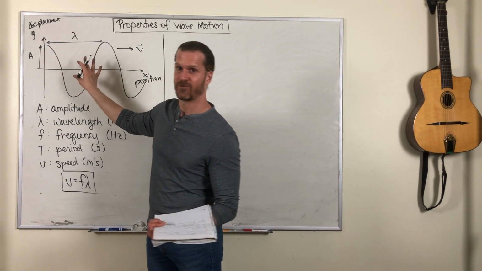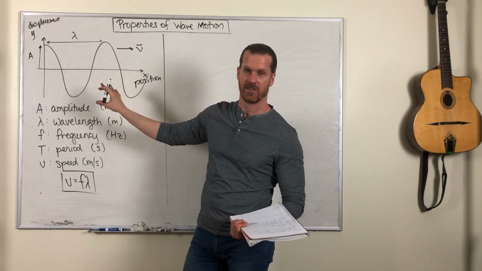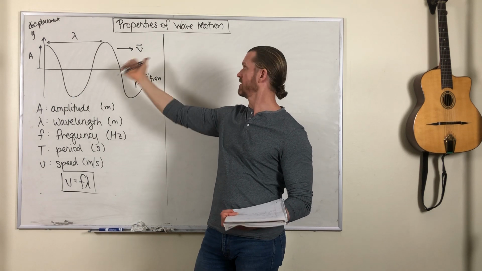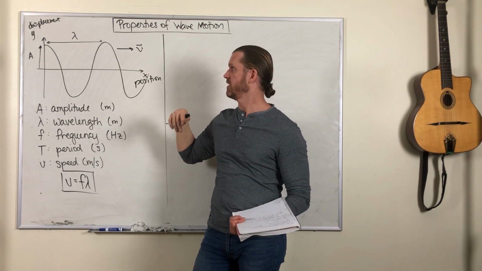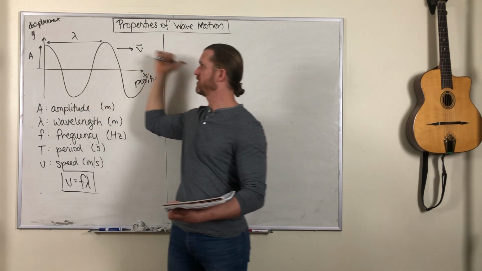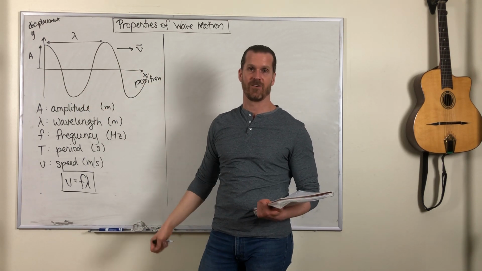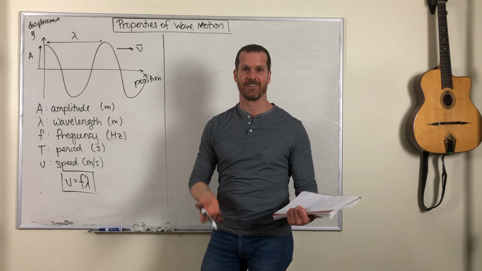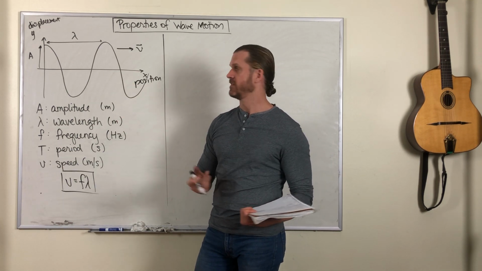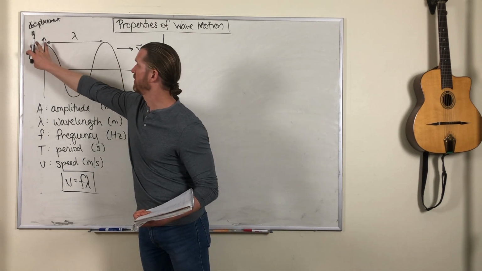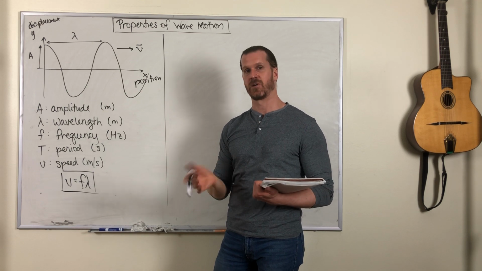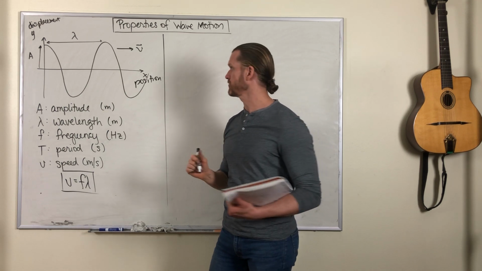This is a picture of one instant in time, but this wave is traveling. It's got some velocity to the right, so it will be continually moving to the right and getting shaken up and down. I can't draw an animated picture on the whiteboard, but keep in mind that because this is displacement versus position, I haven't indicated anything about time on this graph.